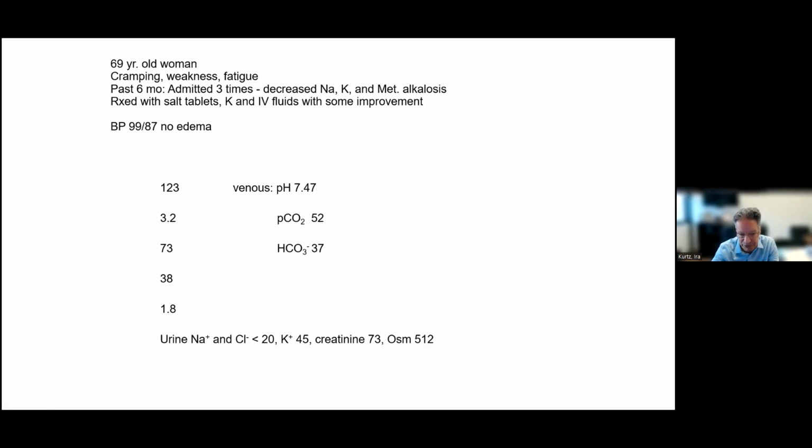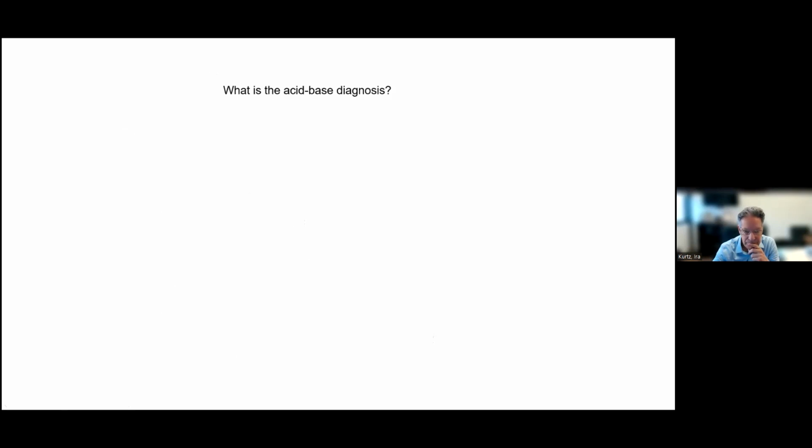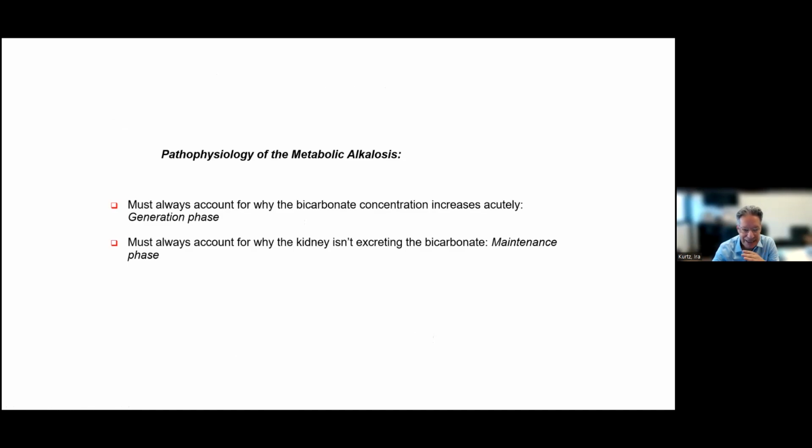So we think the patient has a metabolic alkalosis and a respiratory acidosis. The urine chloride less than 20 is compatible with that. So what's the diagnosis? Again, metabolic alkalosis and respiratory acidosis. In a metabolic alkalosis, no matter what the type, remember, as I said before, you have to calculate where the bicarbonate came from and why isn't the kidney dumping it.